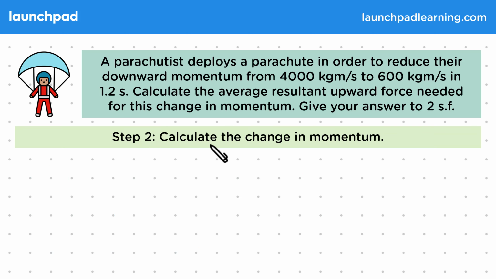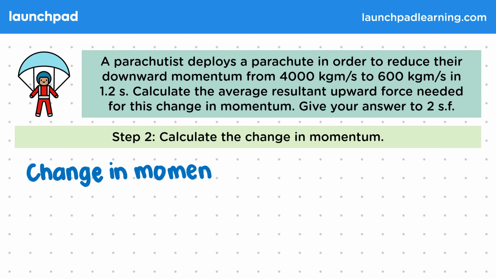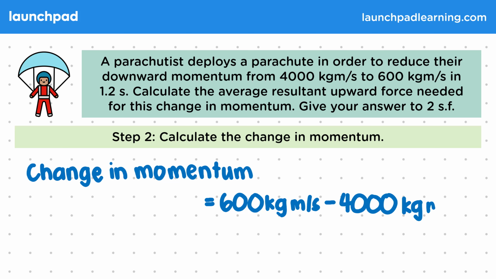Then for step 2, calculate the change in momentum. As we've seen, the change in momentum is found by subtracting the starting momentum from the final momentum. This is 600 minus 4,000 kilogram meters per second, which equals minus 3,400 kilogram meters per second.